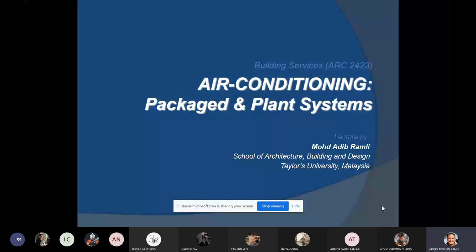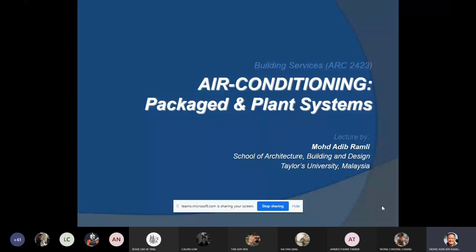Last week we learned about mechanical ventilation and air conditioning systems, the basic cooling principles of air conditioning systems, and two types of aircon system, which are the room air conditioner or window unit, as well as the split system. So for today, we are going to learn another two types of air conditioning system, which are package and plant systems. Last week, the systems are normally used for small buildings and for a room.